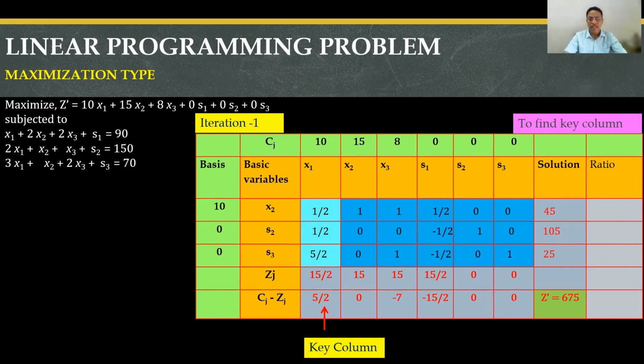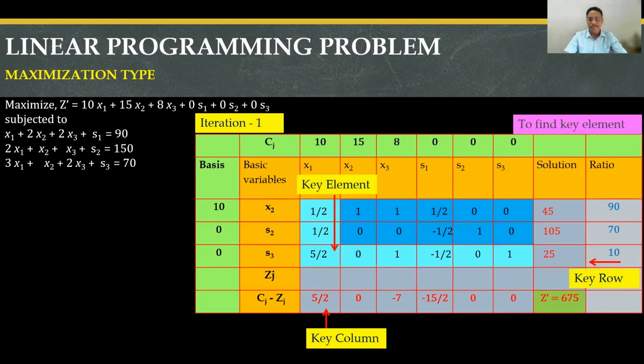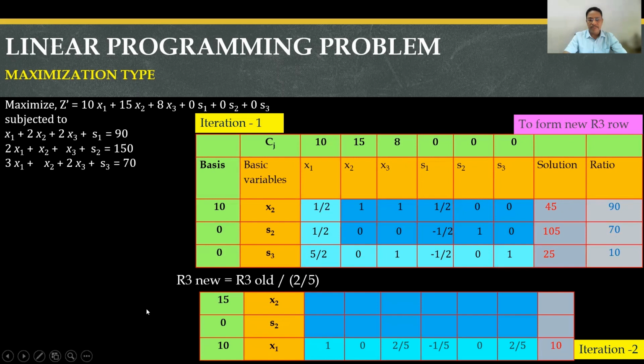Now, in order to find out which variable will leave the solution, we will find the ratio, and we find that the lowest ratio is 10 and it belongs to S3. So S3 will now leave the solution, and this element 5 by 2 becomes the key element. So our next step would be to add this x1 instead of S3 and make this key element 1 and make this half as well as this half, which are the other elements of the key column, 0, and it can be done like this.